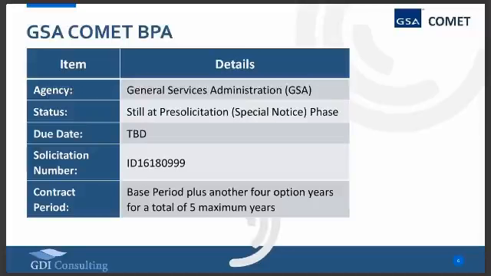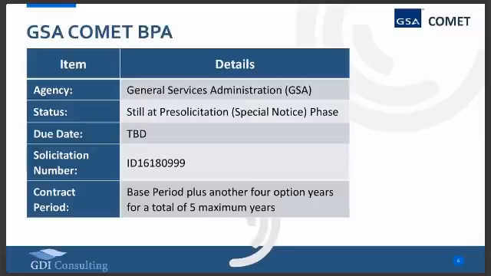Let's continue. Okay. First, we're going to discuss the general information about the GSA COMET BPA. The agency is obviously GSA, General Services Administration. This is still the pre-solicitation, or as they call it, special notice phase. There's no full draft solicitation, and the full RFP hasn't dropped either. And the due date is not known. Some sources say that there might be a draft RFP in April, or they might in fact go directly to the full RFP. That's not known yet.